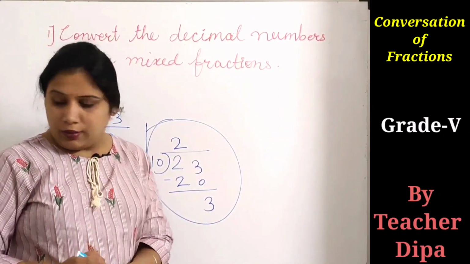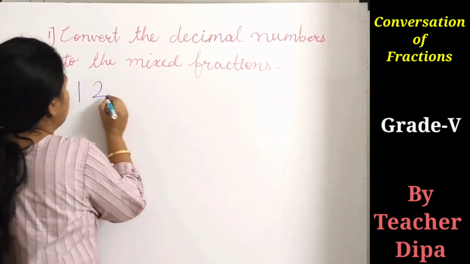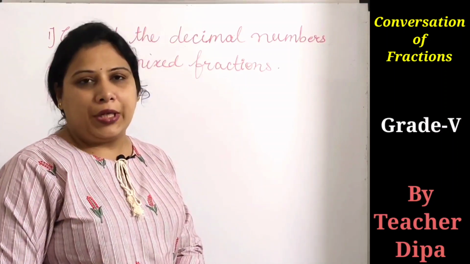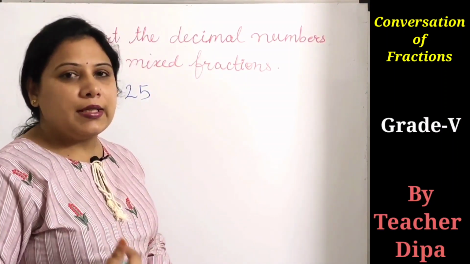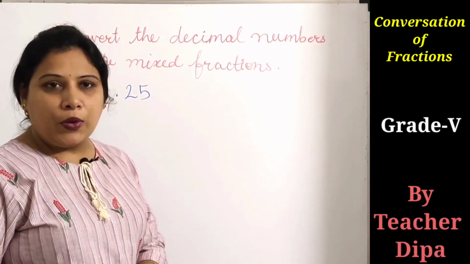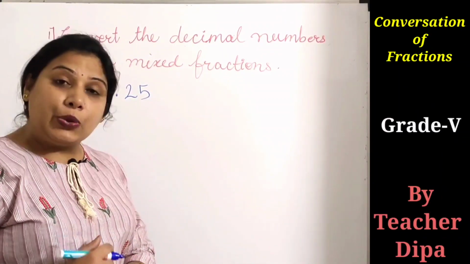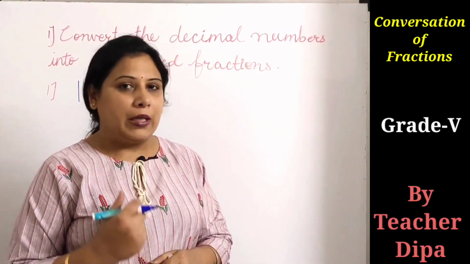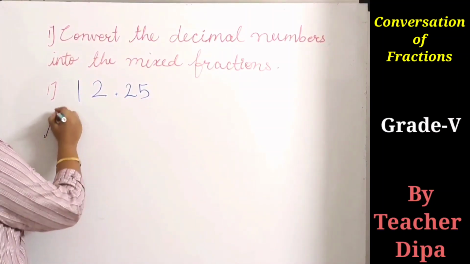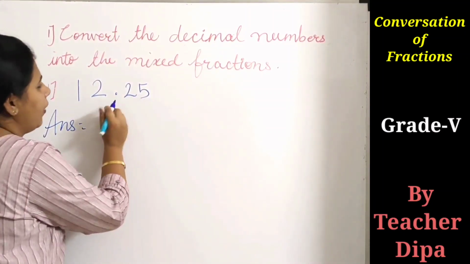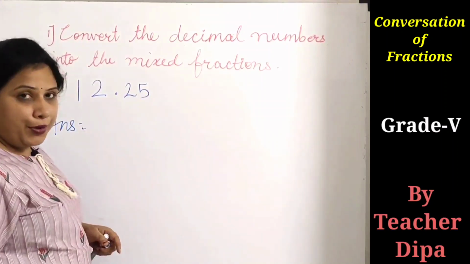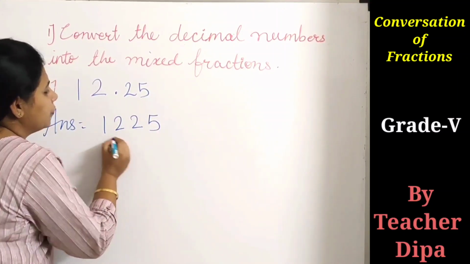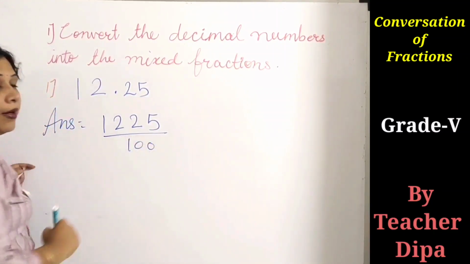We can take one more example. 12.25. Now this is the number which I have. Now how to convert? The procedure is the same. The decimal point we have to remove. Then we have to convert the number into the improper fraction, and that improper fraction we then have to convert into the mixed fraction. Okay. So the answer for this is, as we are having two numbers beyond the decimal point, that's why our improper fraction will be 1225 upon 100. I can write it this way.